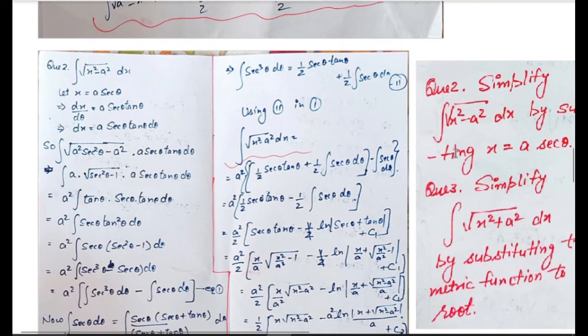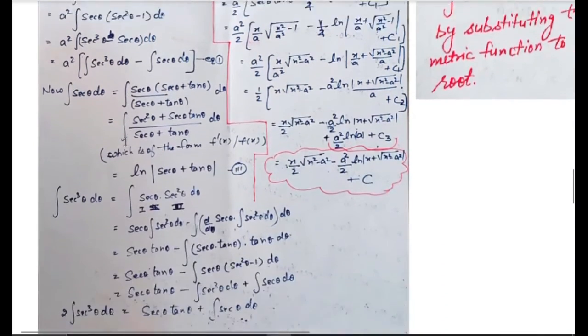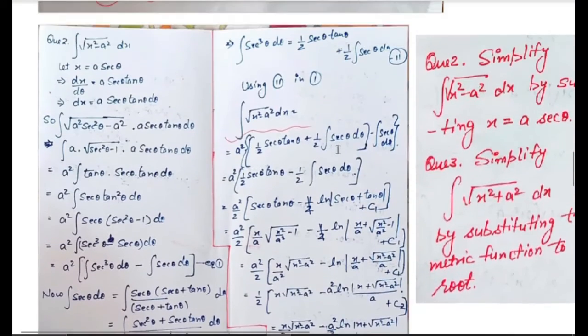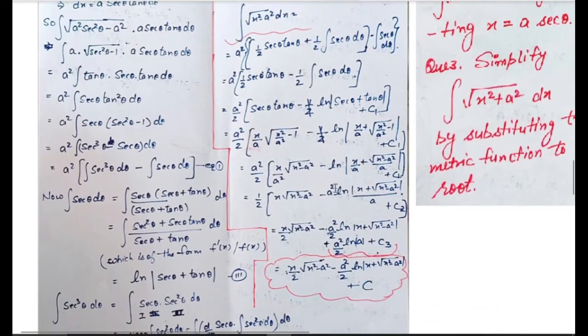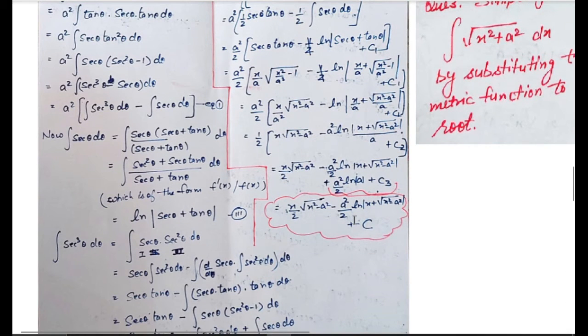Please go through the solution of question 2 and question 3. You may also do them yourself, and then you can check your work from here. Question 2 starts from here, and then it continues from here, and finally the last answer is this, which is similar to the answer obtained in question number 1. This procedure actually involves integration of secant cube theta and secant theta. You have already derived the integral of all trigonometric functions, so you are aware of the integral of secant theta, which is this, but I have done it again just for recapitulation.